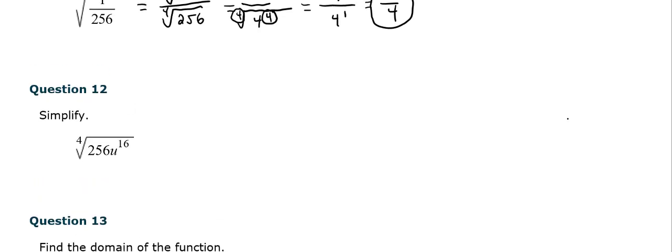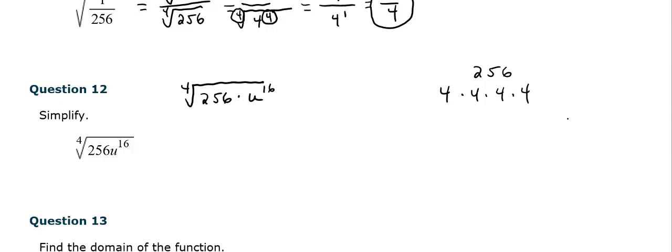Next, we're dealing with the fourth root of 256 u to the 16th. So remember, we're going to deal with these two factors individually. So we have the fourth root of 256 times u to the 16th. So again, we're going to break down our coefficient. 256 we can rewrite as 4 to the 4th power. And we have the u to the 16th as well.